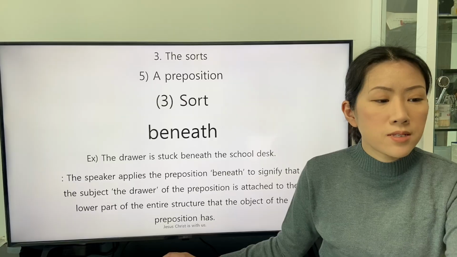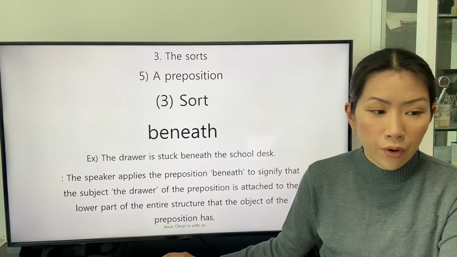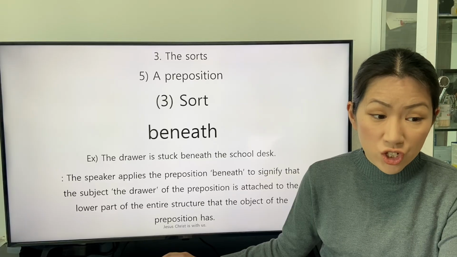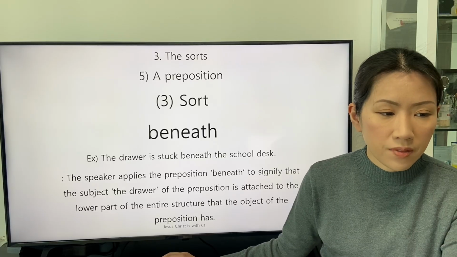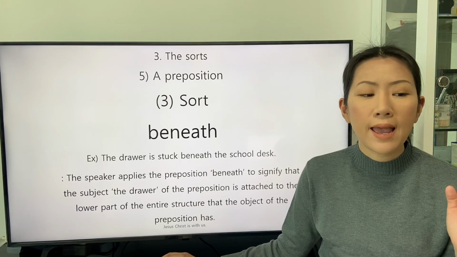The speaker applies the preposition beneath to signify that the subject, the drawer of the preposition, is attached to the lower part of the entire structure that the object of the preposition has.